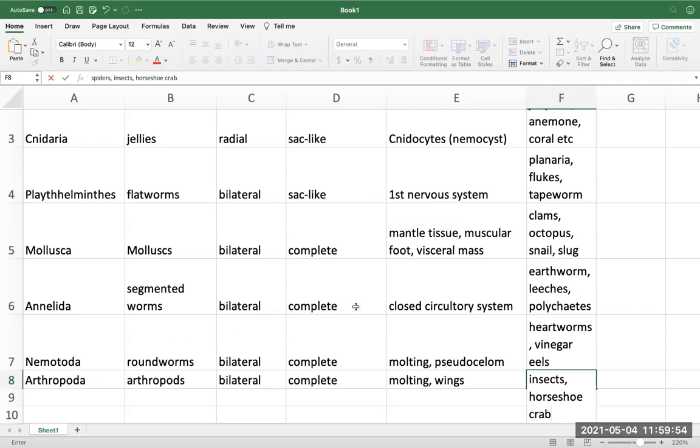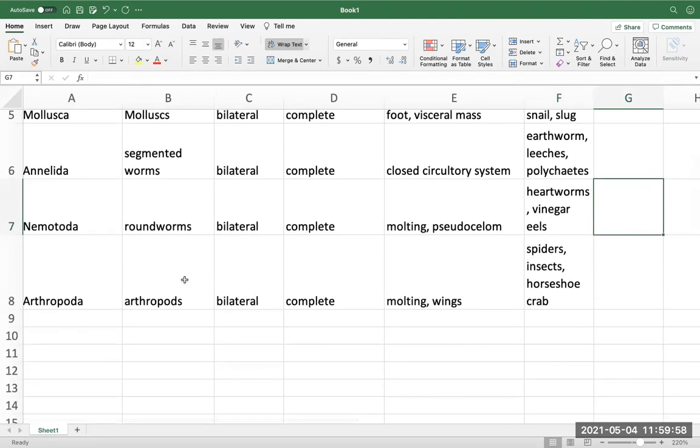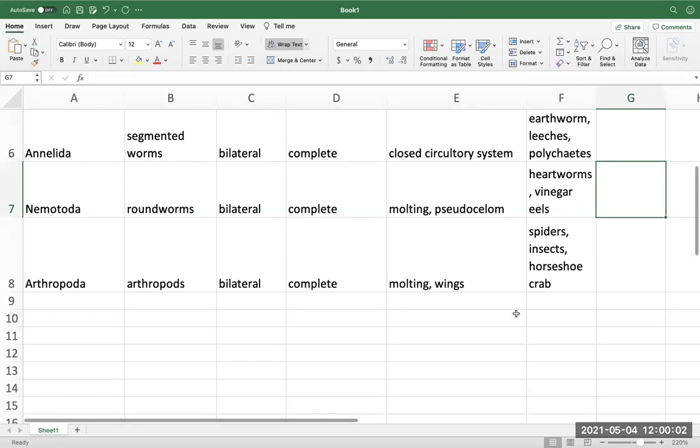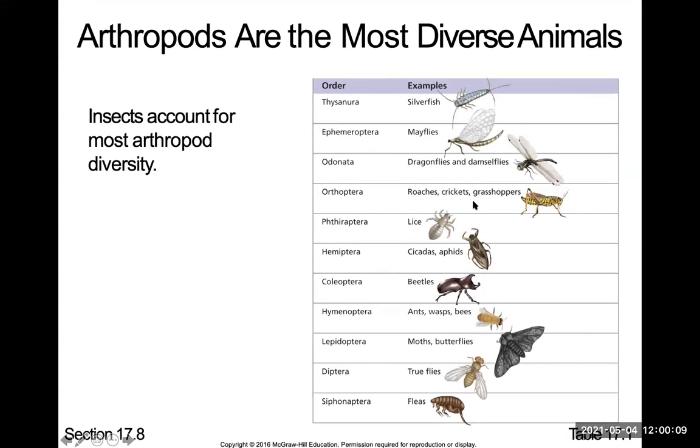We have jars of these in lab, and you would have been able to look at these if we had lab in person, but because you guys can't, I'm trying to show you as many pictures and videos as possible for the online course. Are there any questions on anything so far?